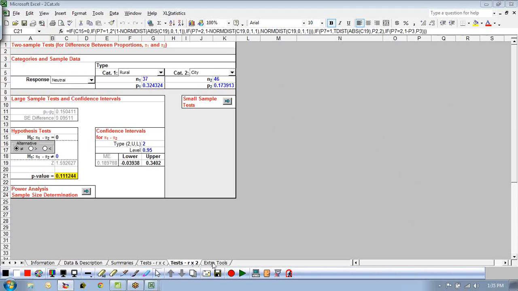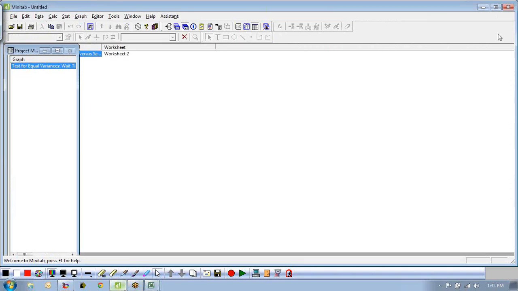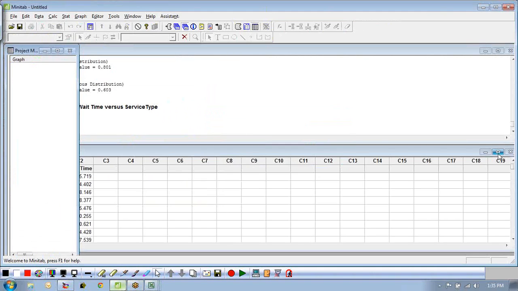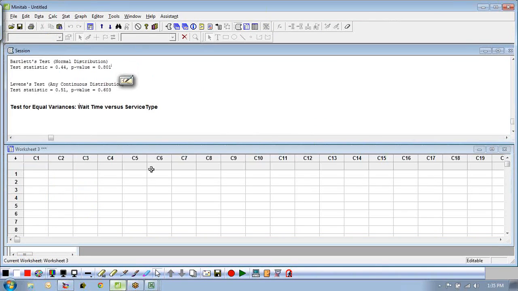All right, let's do this in Minitab. Minitab is good and bad with chi-square. So here's the bad part. We'll show you the bad part first. Let's go into Minitab, and very quickly, I'll show you the bad part first. Get that out of the way.